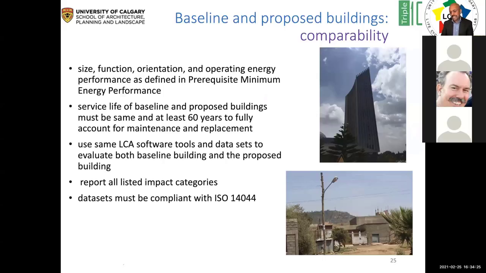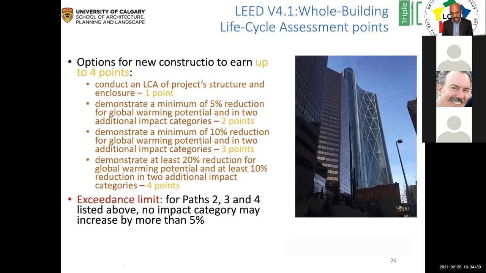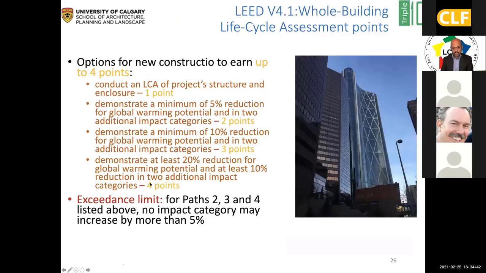So what's important in LEED is that it's a comparative LCA, if you will, because for the additional points, you have to have a reduction of a certain amount. That reduction could go from 5% up to 20%. If you go to 20%, then you get the maximum. And this comparative reduction is based on first global warming potential and an additional two from the six I showed you.